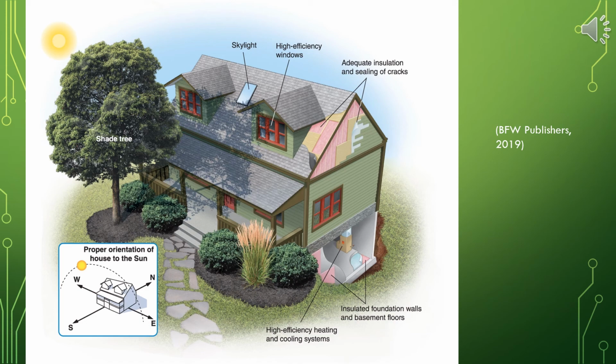You'll notice that this house has a lot of different pieces that can make solar energy useful. It has a skylight and high efficiency windows that have overhangs on them. There are trees planted in specific places to help reduce the glare of the sun during the summer. It's also well insulated and has higher efficiency heating and cooling systems.